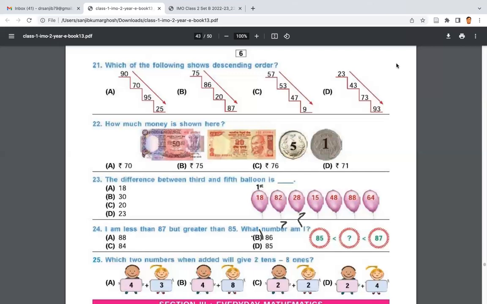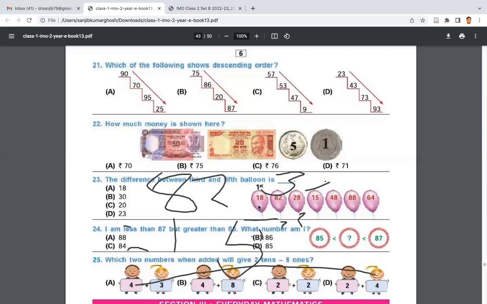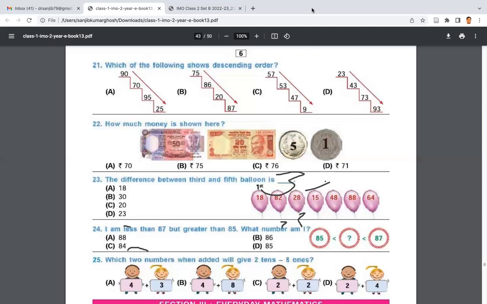1, 2, 3. So this is the third. And fifth, so what is this? No, beta, see, this one is the third one, 28. First, second, then we have third, which is 28. If this one is first, then after first comes second, then we have this one as third. So tell me what is written in the third option?